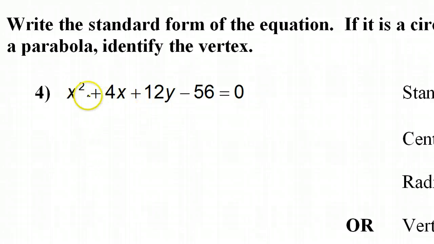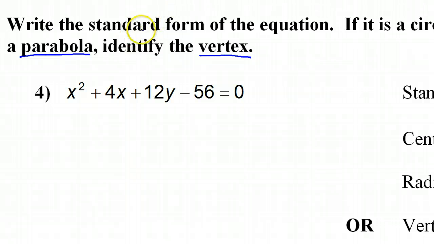If it's a circle, then x's and y's will be squared. If only one variable is squared, then it's a parabola. So as you can see, only the x is squared. So this is a parabola, not a circle. A circle would look more like that. Okay, so fine, it's a parabola. Kabam. So we'll be identifying the vertex.